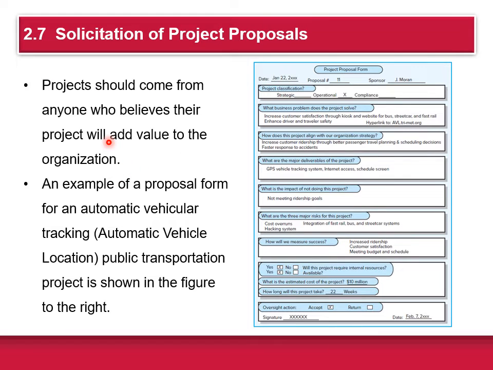So now we've come up with a method that we're going to judge our projects on. We have this weighted scoring criteria. How do we get projects in the first place? Well, typically you solicit project proposals from somebody that works in the plant, right? And it can come from anybody, anyone that believes their project will add value to the organization. And so typically what you do is you have a project proposal form like shown on the right here.